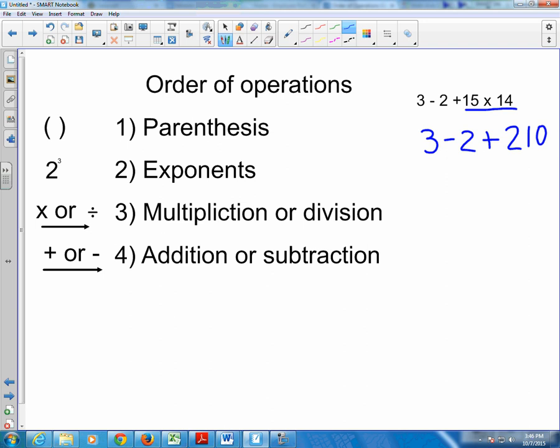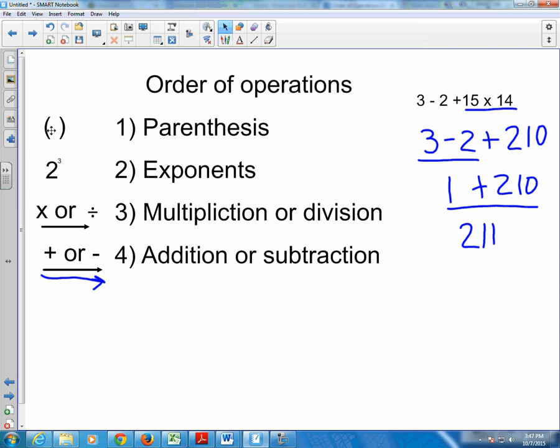Now we have a subtraction and an addition. Which one do we do first? Well, whichever comes first from left to right. Don't forget. And the one that we have first is the subtraction. 3 minus 2 is 1. And then I write all the other numbers exactly in the same position. 1 plus 210, I only have one operation. That will be 211.